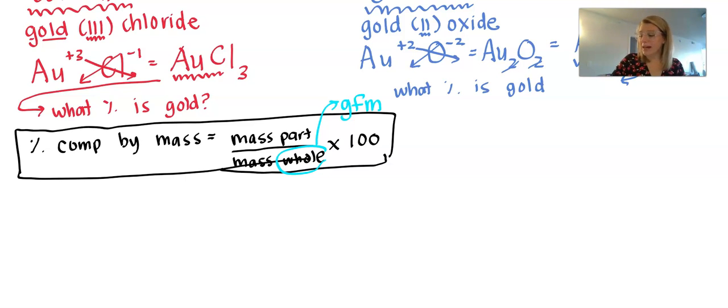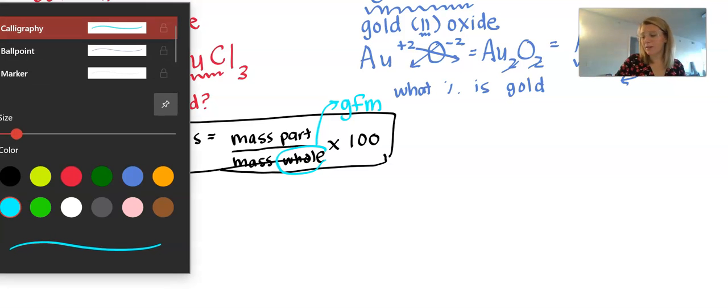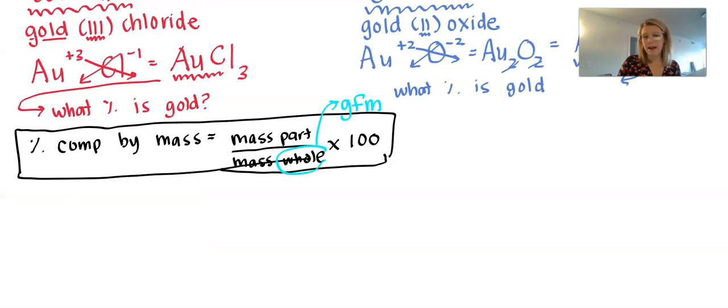And from there, the mass of the part, since we're interested specifically in looking at which percentage is gold here, we're going to be using the mass of just the gold. So for both of these, the first step that we need to do is calculate the gram formula mass of the two compounds. So let's go ahead and calculate those now.